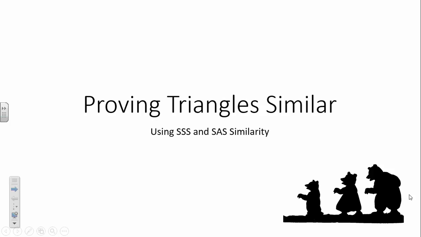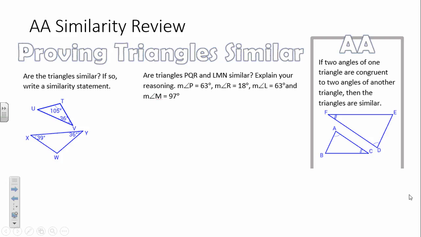So in this lesson, we're going to focus on how to prove triangles similar. And thus far, we have only talked about using angle-angle similarity to prove triangles similar. With angle-angle similarity, we've found that if two angles of one triangle are congruent to two angles of another triangle, then those triangles are similar.